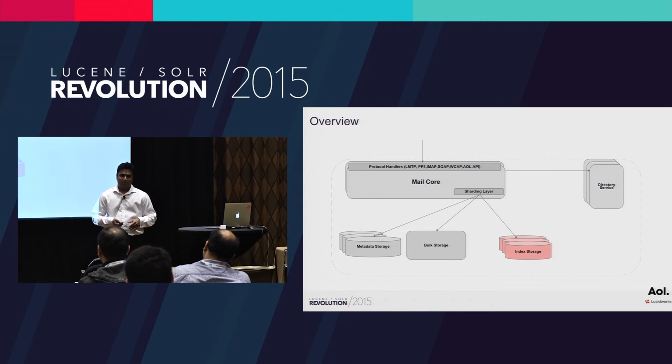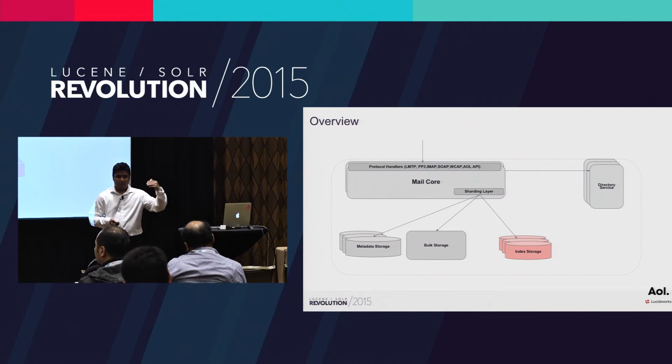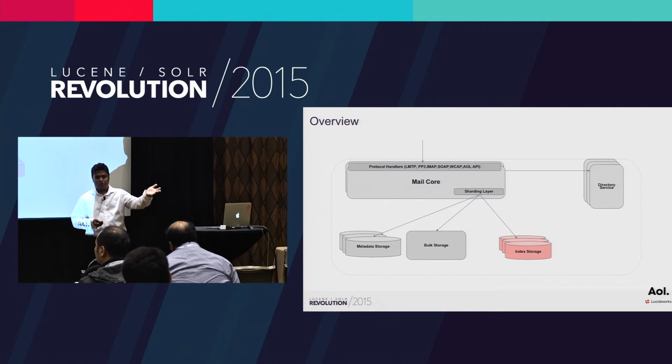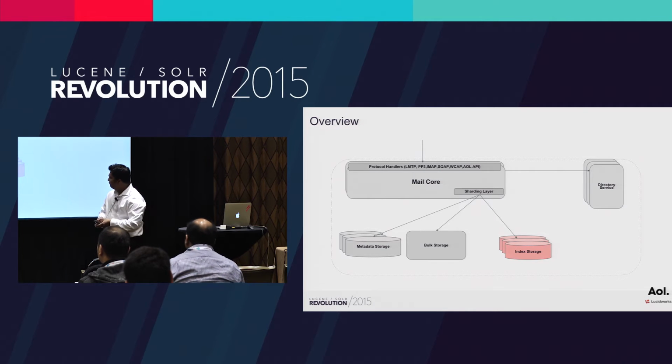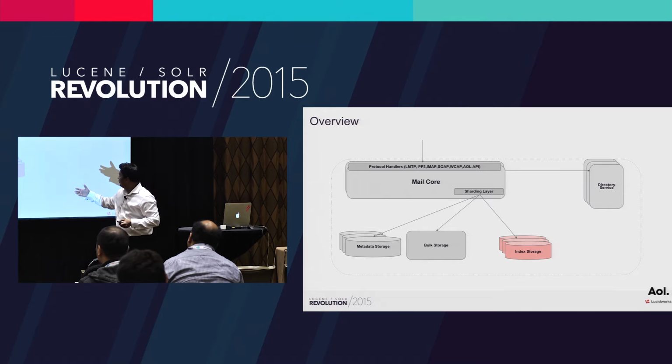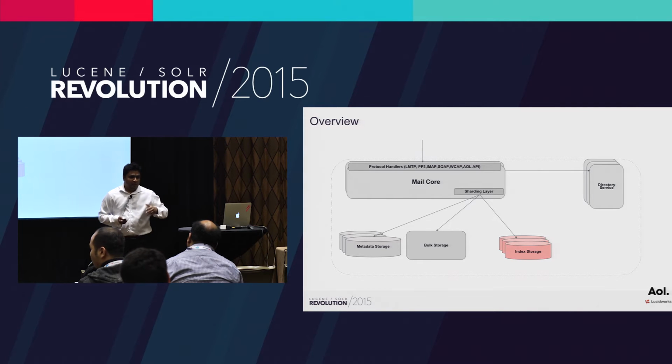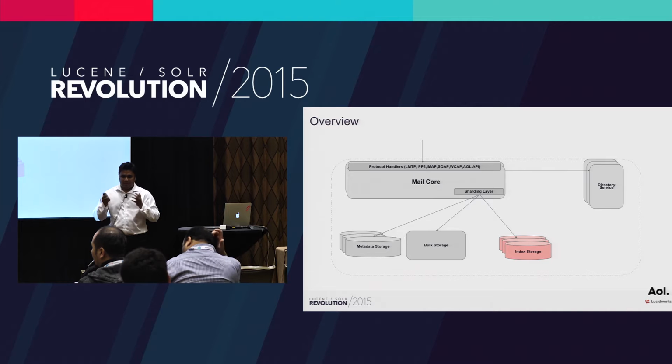And then the topic we'll be discussing is the index store component. That's the third component of our backend infrastructure that I run, and that's where Solr is. So the mail core component actually takes the information, creates a Solr document, and then sends it out to the index store. So that's at a high level what you want to know. And then over here, this is the architecture.